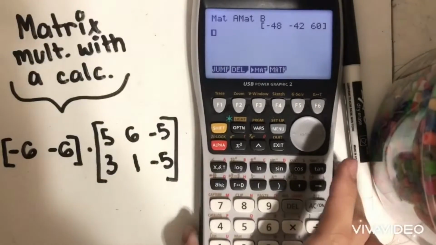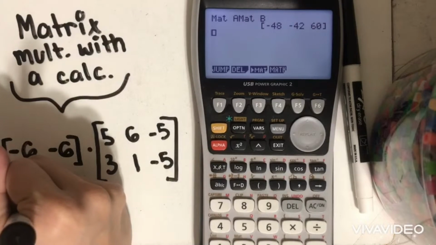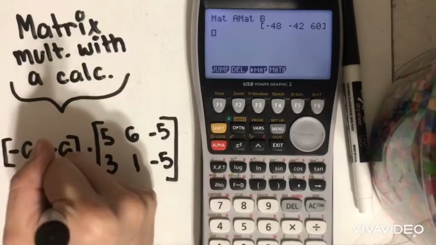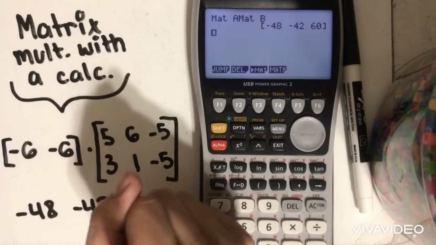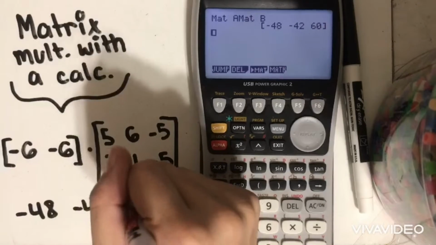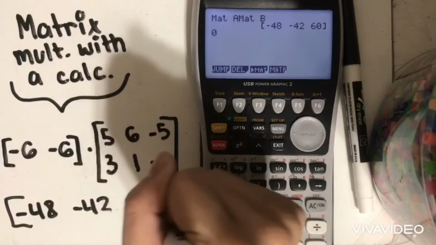And then your answer should show up as a matrix. So what you get is -48, -42, and 60. And that is your final answer.